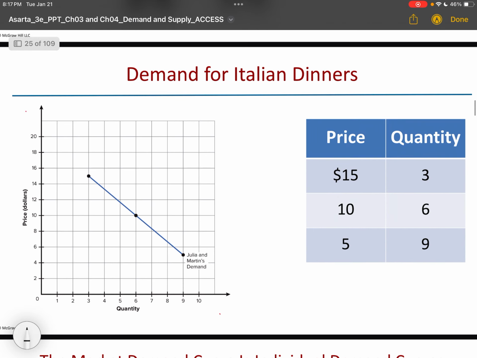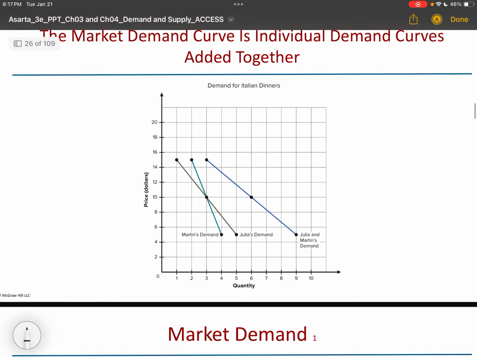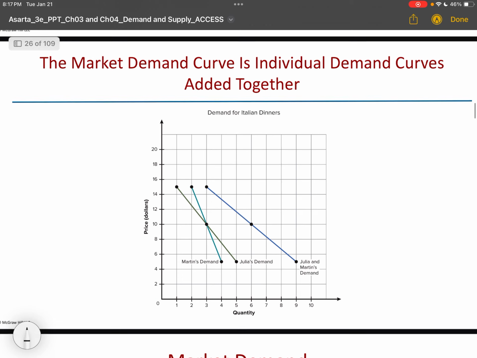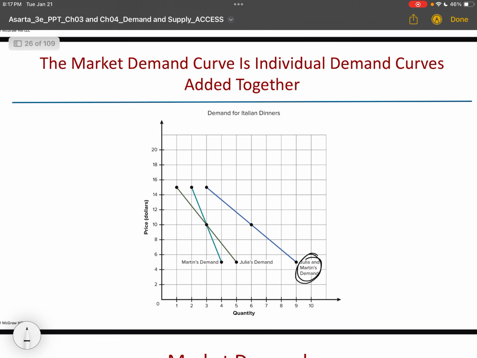Can we draw it? Yeah. With the total quantities for both Martin and Julia, we can draw that demand curve, that market demand curve, consisting of only 2 individuals. You see. Now, here are all the demand curves together. There's Martin's demand curve, there's Julia's, and then there's the market demand. This is the market demand. Market of only 2 individuals in this particular case.